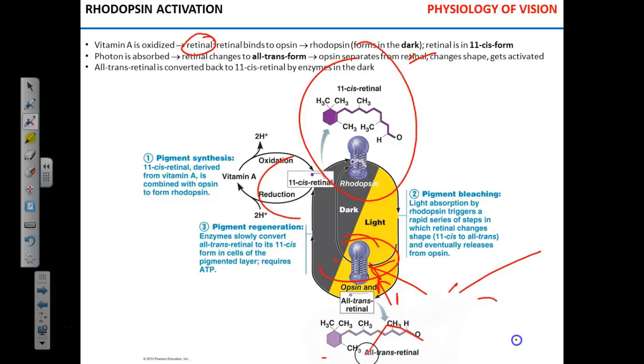Does that make sense? Now, if there is constantly light pounding, any of the attempts to make a complex will be immediately halted. Does that make sense? Because there will be no 11-cis retinal molecules. They will be constantly converted to trans. Does that make sense? Okay? We got it?